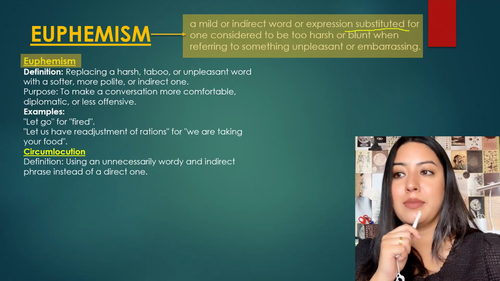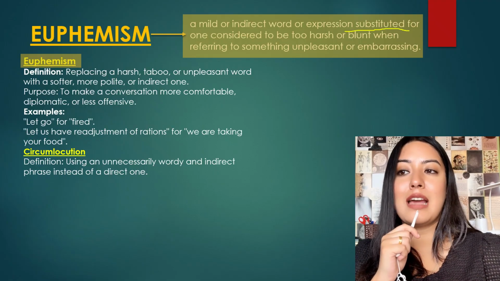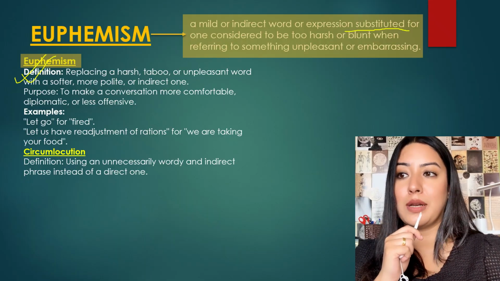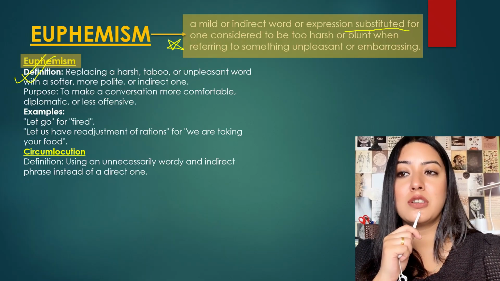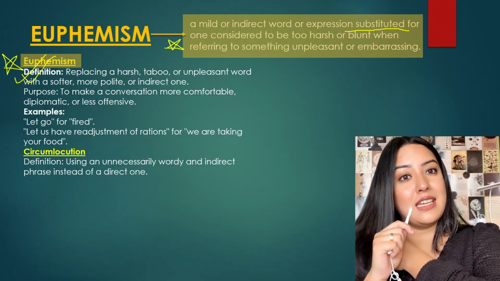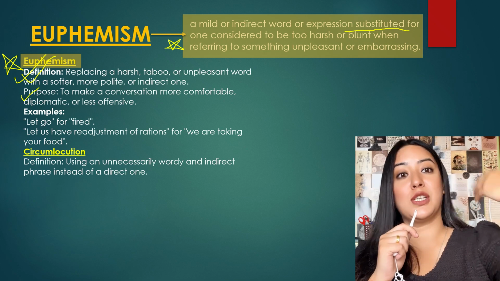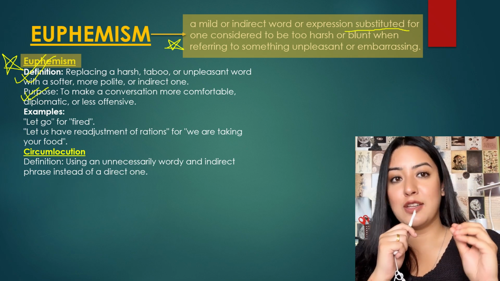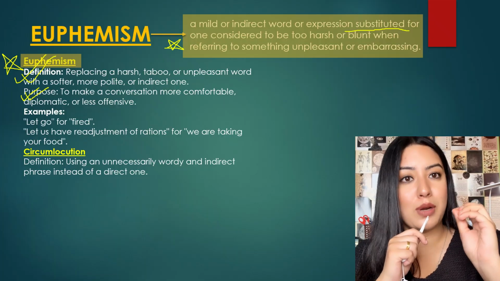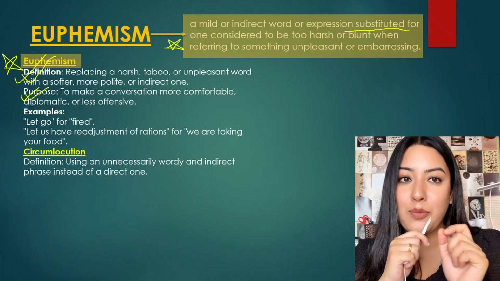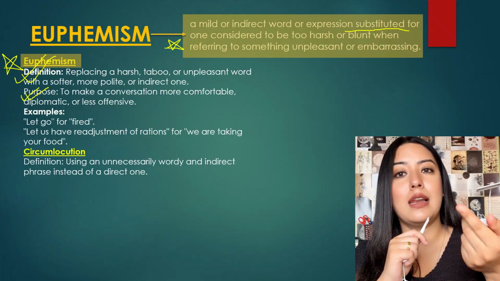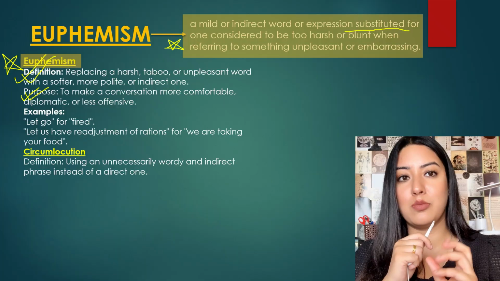So euphemism definition: replacing a harsh, taboo or unpleasant word with a softer, more polite and indirect one. Purpose: to make the conversation more comfortable, diplomatic or less offensive. If you go and watch any diplomat speaking, when the journalists question them, they're very balanced, right? Sensitive issues also, you have to be very careful when you're using words, especially in today's world. So this is euphemism. You don't want to offend someone or anything in life, so you substitute words so that you sound more polite, okay?